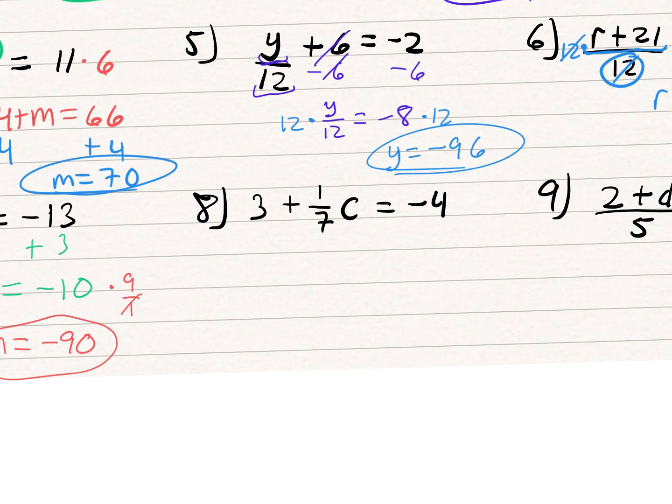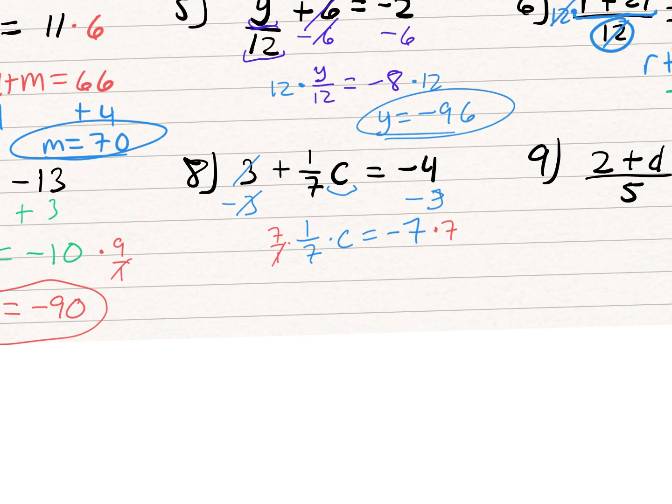And then number 8, again, we want to get the c by itself. So let's get rid of any addition and subtraction first. Let's subtract 3 on both sides, and then 3 minus 3 goes away. We're left with 1/7 times c equals negative 7. And then just like the last one, to get rid of 1/7, we want to multiply by its reciprocal. So let's multiply by 7 over 1, but again, 7 over 1 is just 7. So multiply by 7 on both sides. So then this side cancels out, and we get c equals negative 7 times 7 is negative 49.